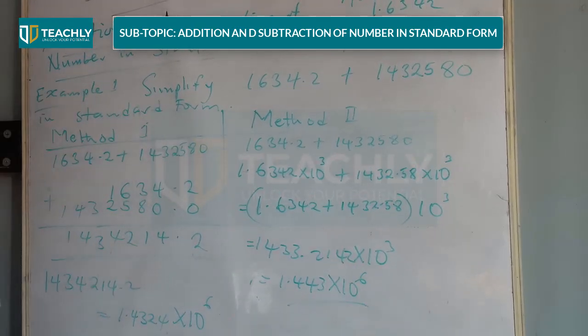And you can see it's still the same thing as our first method. But it is better if you use the first method, safer and it saves time. And this is the method of adding numbers in standard form. Later we will look at another example of how to add numbers in standard form.